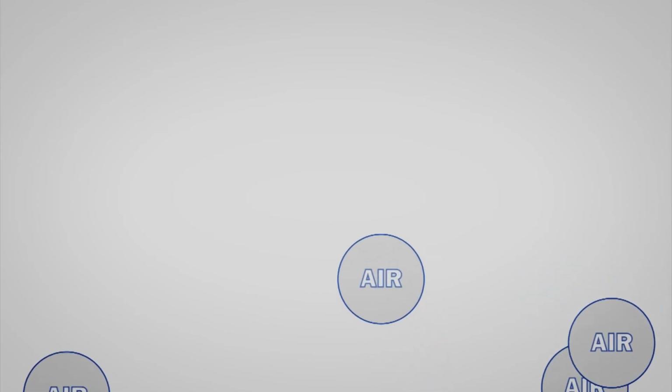Here we are, the atomic level. See those things whizzing around? That's air. In reality, there are lots and lots of different types of molecules and atoms jumping around to make air. But for what I'm trying to show, we'll just call them air particles.